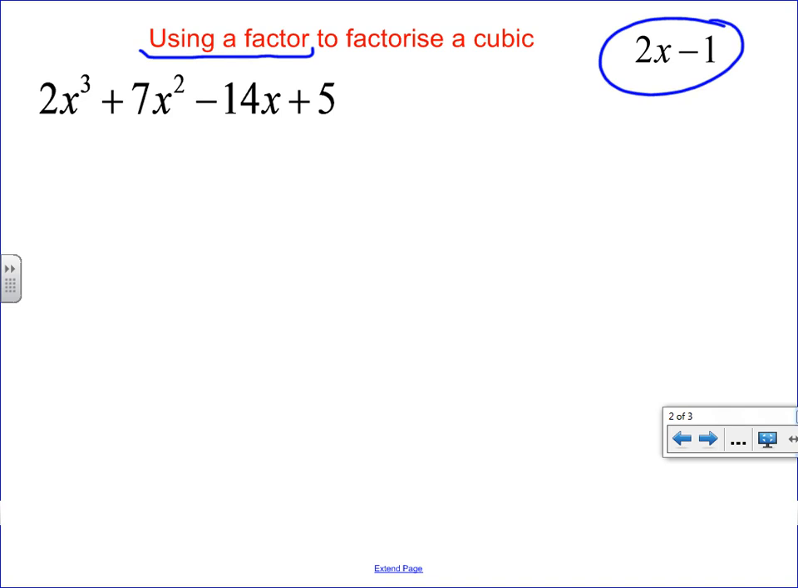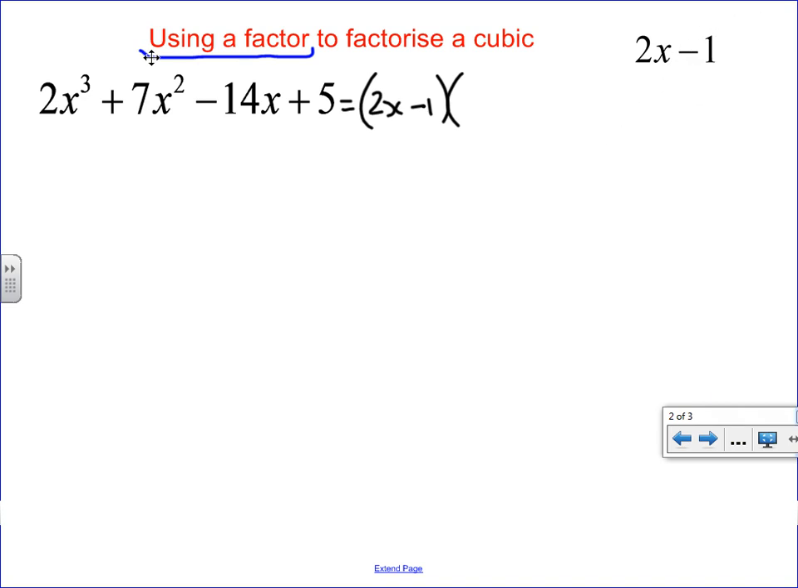Now what that means is this. It means that the cubic can be written as 2x minus 1 and then some kind of quadratic in there. So this is what we need to work out, okay? A factor means that we already know one of them. Now, there's a few ways of doing this, but I'll show you the way that I like to do it.